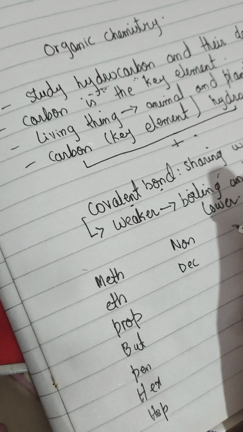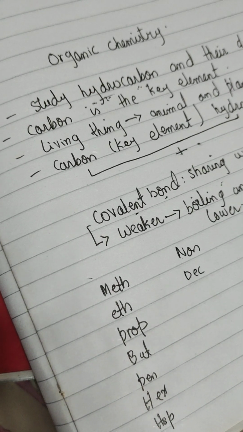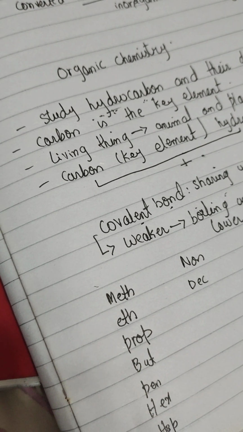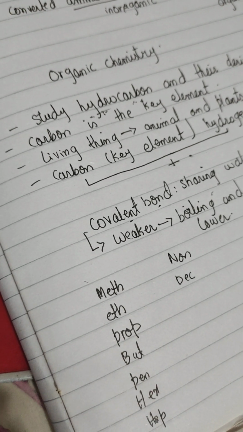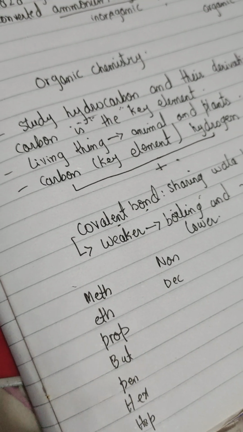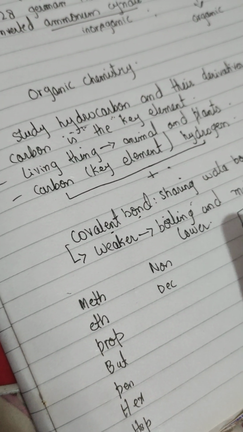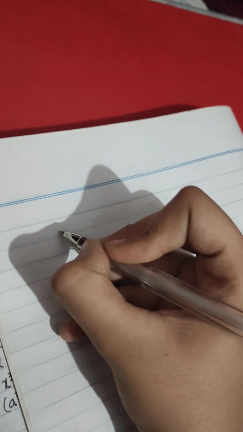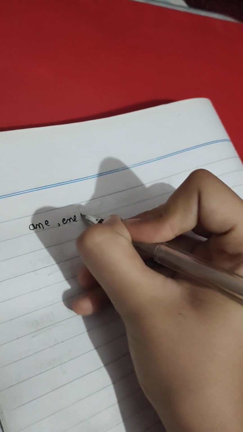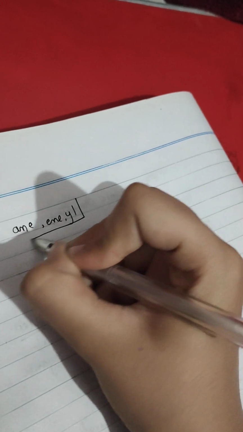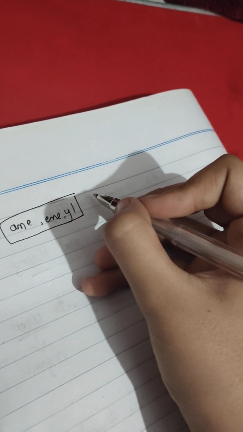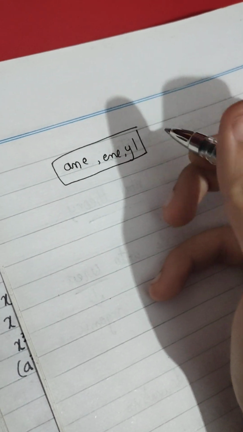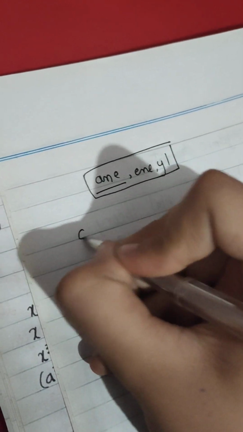These are the prefixes, and now we are going to add -ane, -ene, and -yne. You must be thinking, what is this? Let me make you understand. You must be thinking about why these endings are used. These are used to give the name to an organic compound. So here we are going to give the name. Now we are talking about the general formula of alkanes.